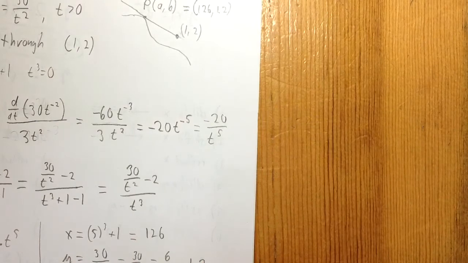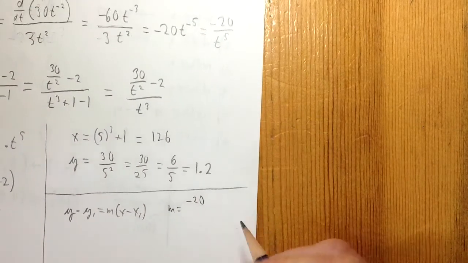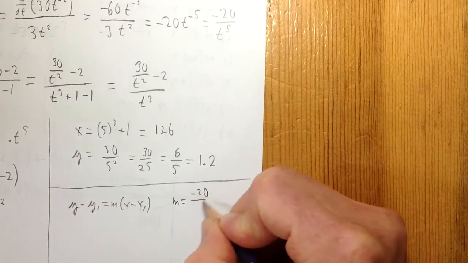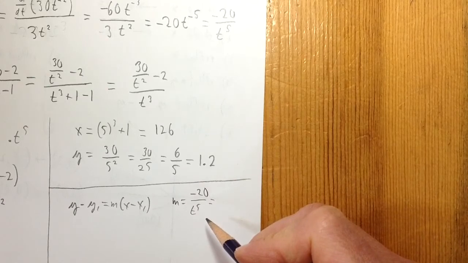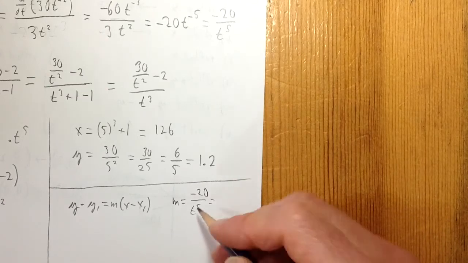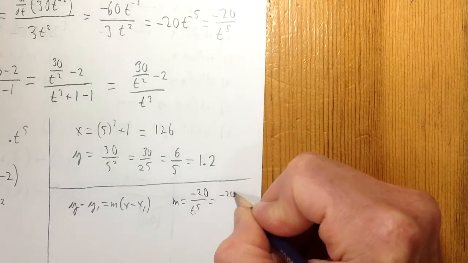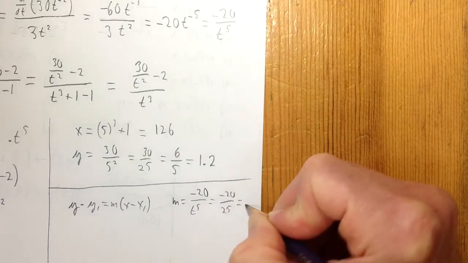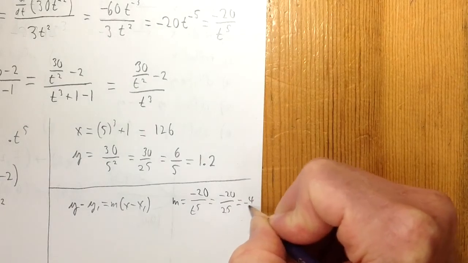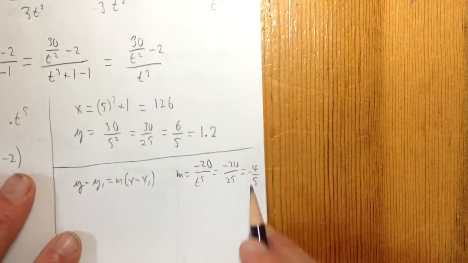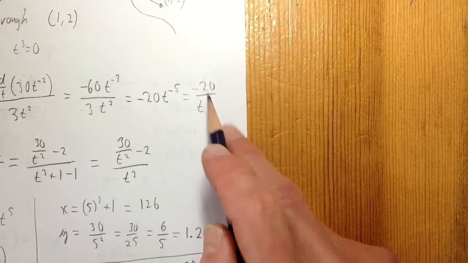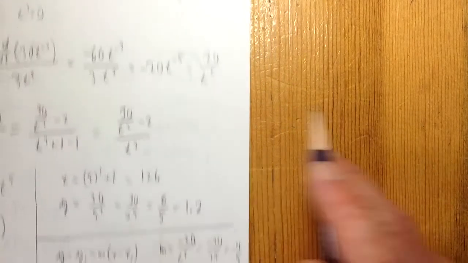So t equals 5, m is equal to negative 20. There, now you can see m is equal to negative 20 over t to the 5th, which is, t is 5, so negative 20 over 25, so negative 4/5. There's lots of ways to get the slope again. We could have just done change in y over change in x. We should have gotten negative 4/5, but we already had a formula for it, and this formula is definitely easier than this formula.